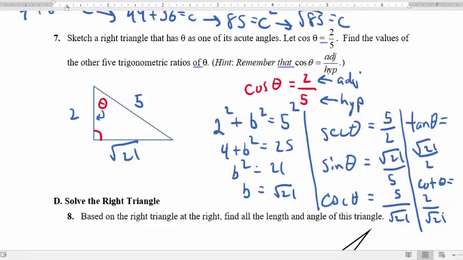Right? And again, the cosine had to be less than 1, and the sine is also less than 1, right? Because the square root of 21 is less than 5, so it's like 4 point something over 5, so that's less than 1. So it works out.